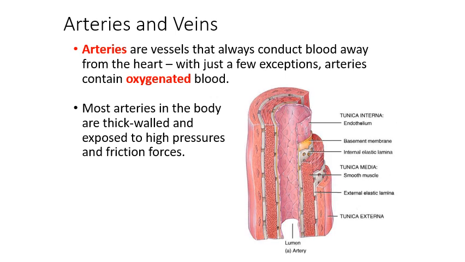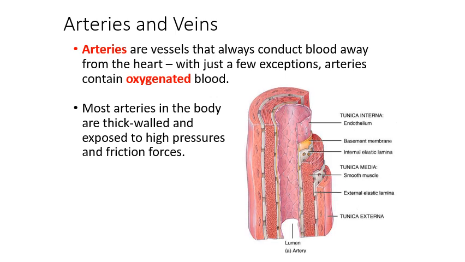Now, most arteries in the body, because of the job that they do, have a different structure than veins. Arteries usually have thicker walls. Those walls have a thick layer of smooth muscle in them so that we can use that to control the diameter of these vessels, which helps to control blood pressure.